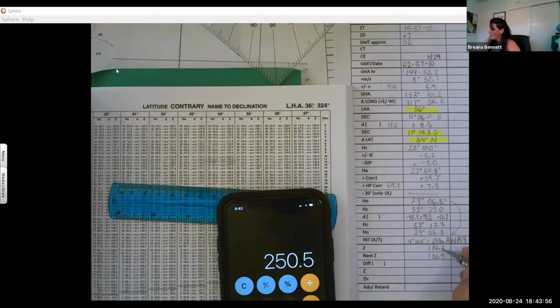For our ZN, we had a Z of 136.2 to 136.9. So our difference there was adding 0.7. So I'm going to multiply that by 14.3 sixtieths times 0.7, and we'll do plus 0.2. So our Z is 136.4. And then we have to convert our Z to ZN.